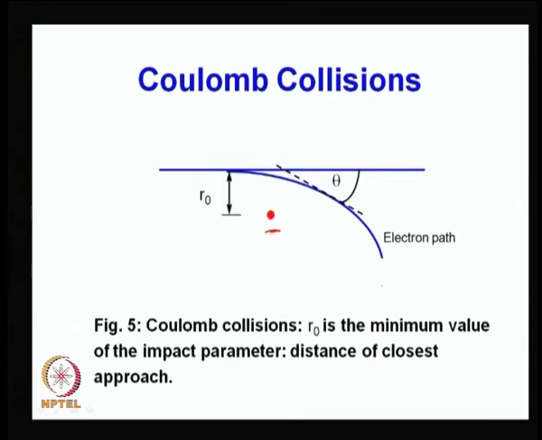If we go back again to our college physics, we can find out the path of charged particle scattering. In this figure, we have shown the collision at the distance of closest approach. This distance r0 here is the minimum value of the impact parameter. So, it is called the distance of closest approach, and this is the electron path, the solid line. This is the original path of the electron, this horizontal line, and it gets deflected in the collision because of the presence of the ion.